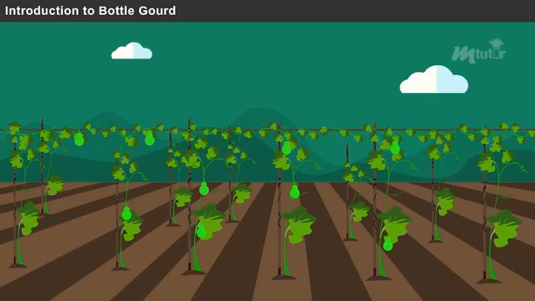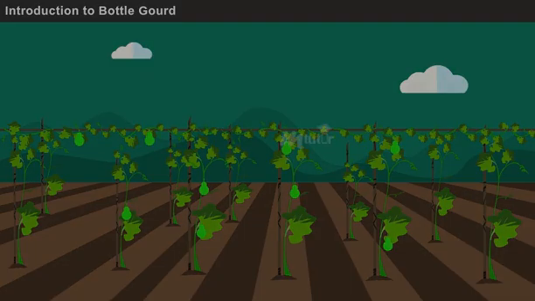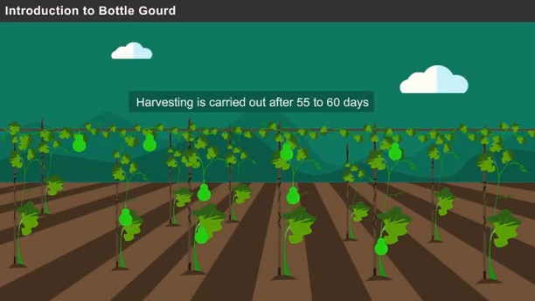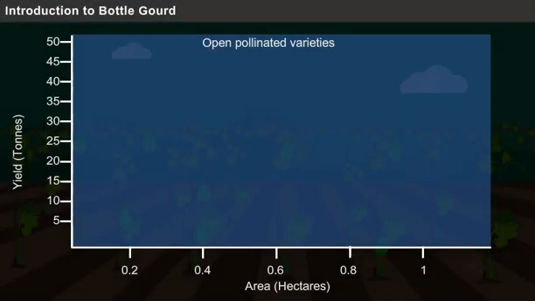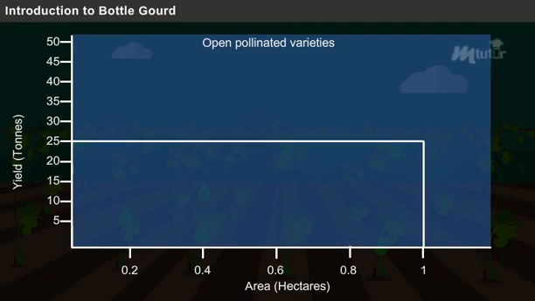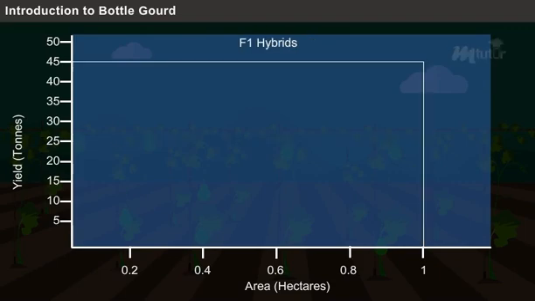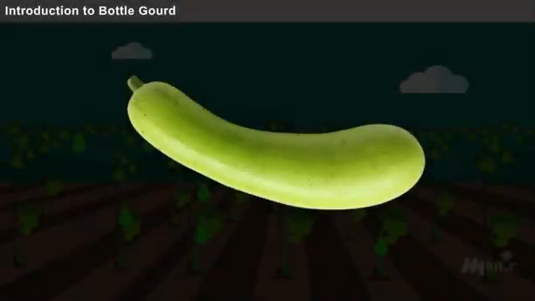The fruits mature after 10 to 12 days of anthesis. Harvesting is carried out after 55 to 60 days of seed sowing and is carried out at an interval of 3 to 4 days. The fruits are plucked with sharp knives by keeping a small part of the fruit stalk. Average yield of bottle gourd is around 20 to 25 tons per hectare for open pollinated varieties and 40 to 50 tons per hectare for F1 hybrids.